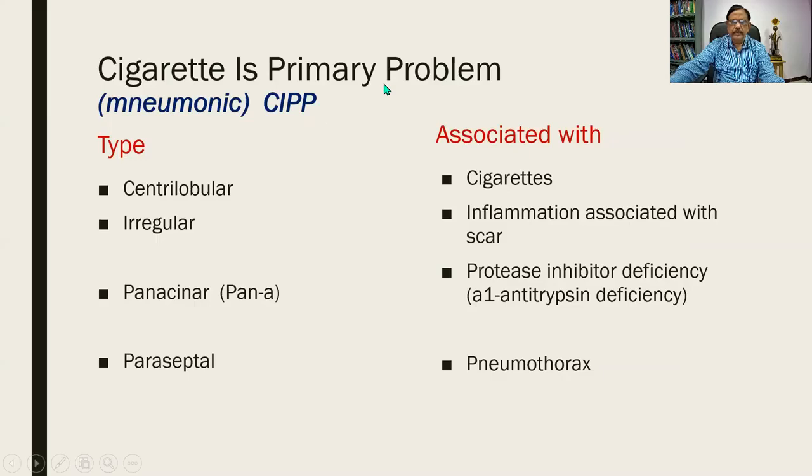A beautiful mnemonic I had picked up from the net. Probably there are young minds that are working on it. Cigarette smoking is primary problem, CIPP, in which C is centrilobular, I is irregular, P is panacinar, and P again is paraseptal, CIPP. On the right side, centrilobular stands for cigarettes, irregular stands for inflammatory, and panacinar stands for protease inhibitor. Pan A is added indicating alpha-1 antitrypsin deficiency. And paraseptal can result in a pneumothorax. Please remember this mnemonic and read this one. This will definitely stay in your minds.